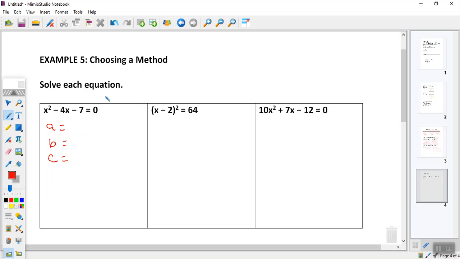What am I actually using for this one? What am I going to use for this one? Quadratic formula to solve this, okay? What's your A value? 1. B is? How about C?